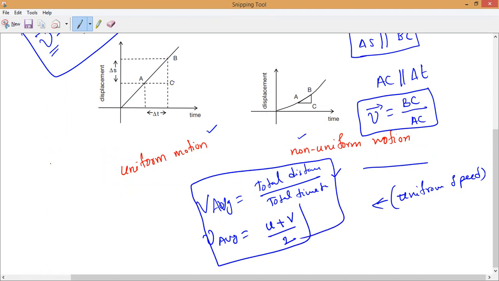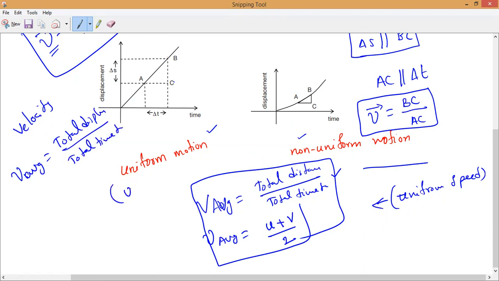Same way, velocity also. If it is the average velocity, V average is equal to total displacement divided by total time taken. If it is uniform velocity or constant velocity, then what is the formula? V average is equal to initial velocity plus final velocity divided by 2.